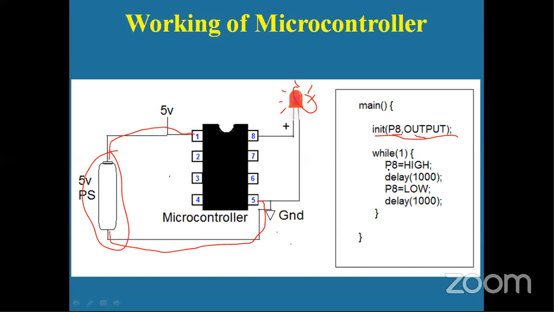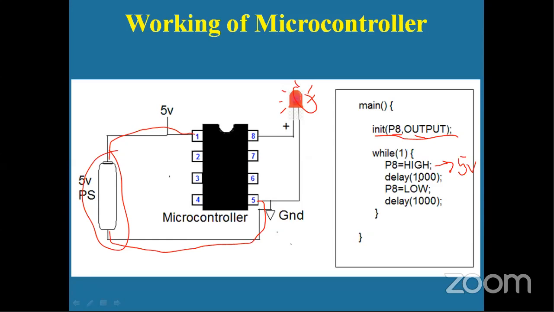What I do is P8 is equal to high. In the field of electronics, high represents plus 5 volt. I write P8 is equal to high, which means that I am telling the microcontroller to put a high signal on pin number 8. And then there is a delay of 1 second, 1000 milliseconds, which is equal to 1 second.